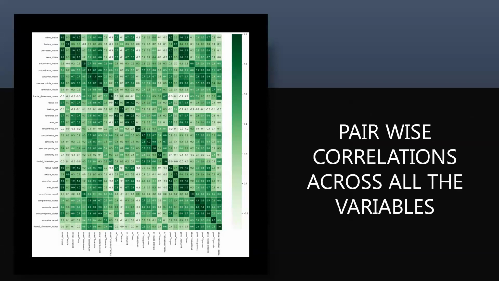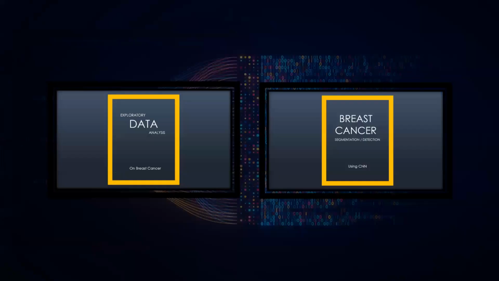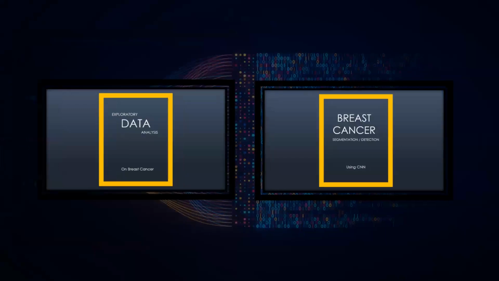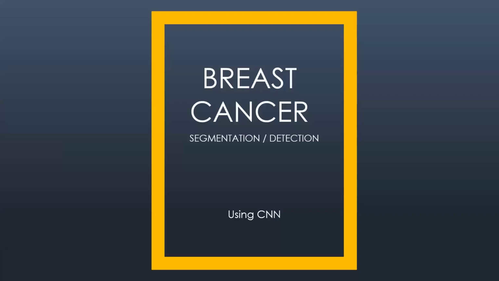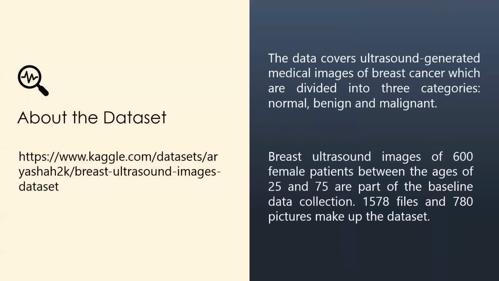Having gained valuable insights through exploratory data analysis, the focus now shifts to leveraging advanced techniques for addressing critical challenges in the medical field. Specifically, the subsequent section delves into a crucial application: breast cancer segmentation or detection using convolutional neural networks. As we transition into this technology, we will explore the methodologies and advancements that underpin the development of CNN-based models tailored for medical image analysis.